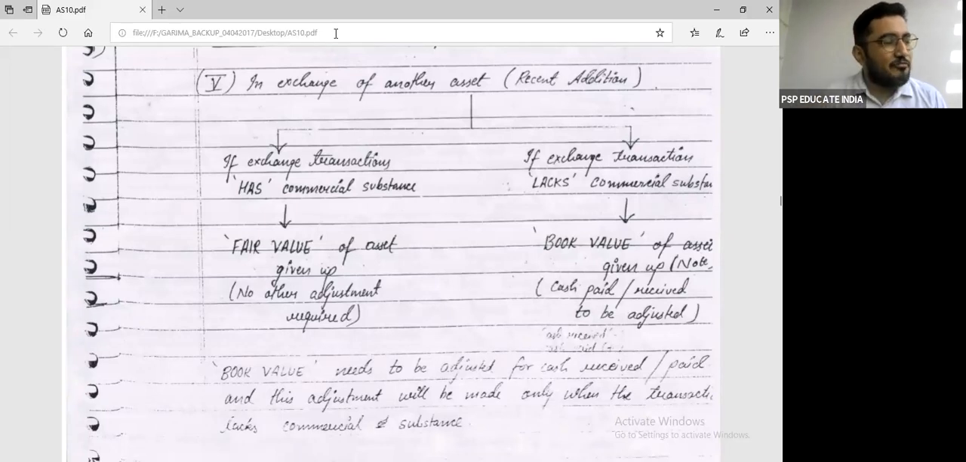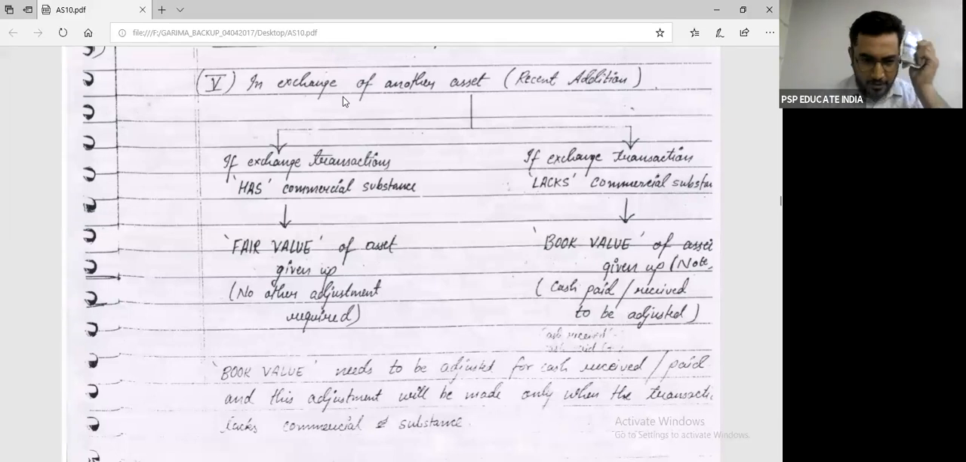Say for example, someone has done an exchange transaction. This transaction was already calculated earlier. It is a pre-calculated transaction. Tell me, does the transaction have commercial substance or lack commercial substance? Everyone agrees it has commercial substance.